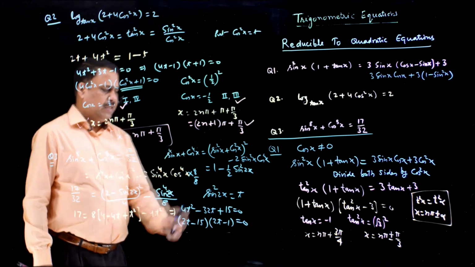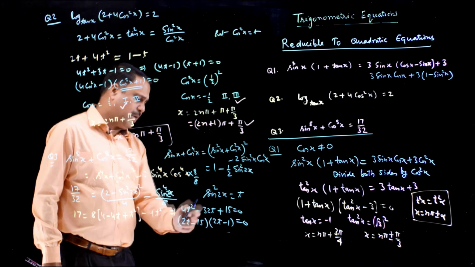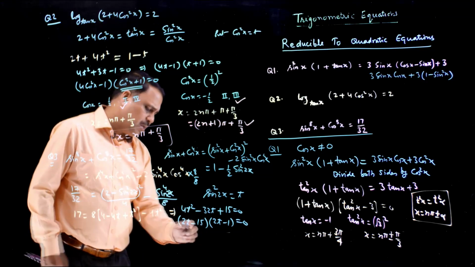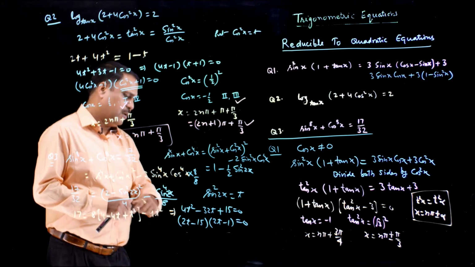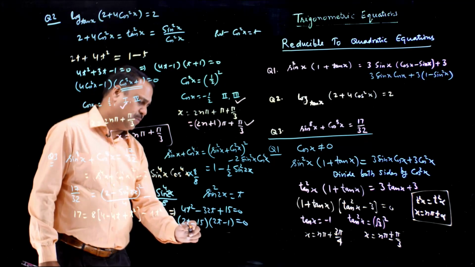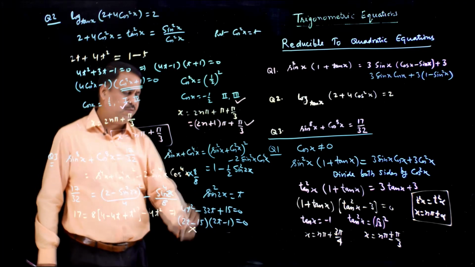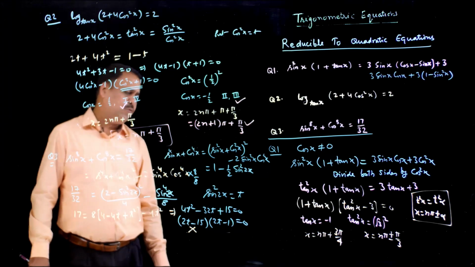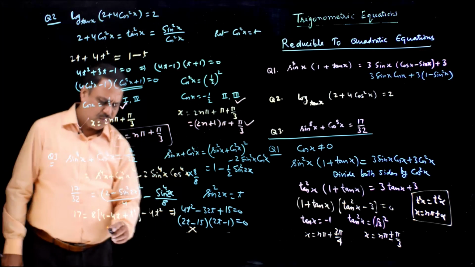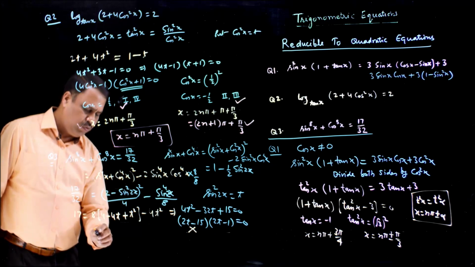Now you can see 2t equal to 15 means 2 sine square 2x can never be 15, because 2 sine square 2x maximum value will be 2. So this will not give me any root, and only the solution will come from here: 2t is equal to 1, or t is equal to half.